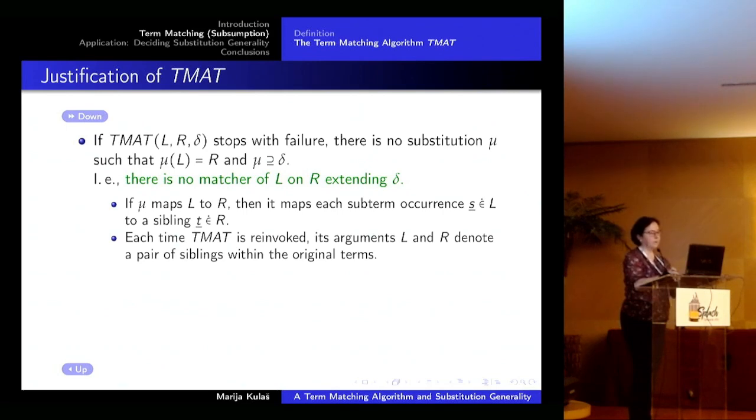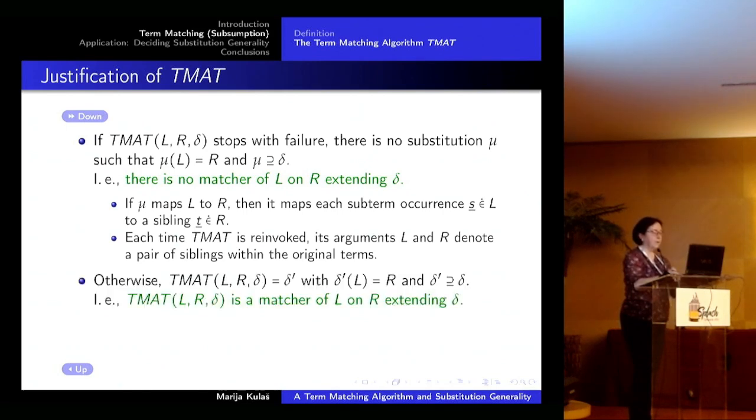So that justifies the first part. And the second part, the algorithm is obviously always terminating, and if not with failure, then it produces a substitution which is a match of L and R, extending the accumulated delta. Well, in the paper I've put additive to delta. It's also correct, but it's an understatement because it's already added, it's already there.